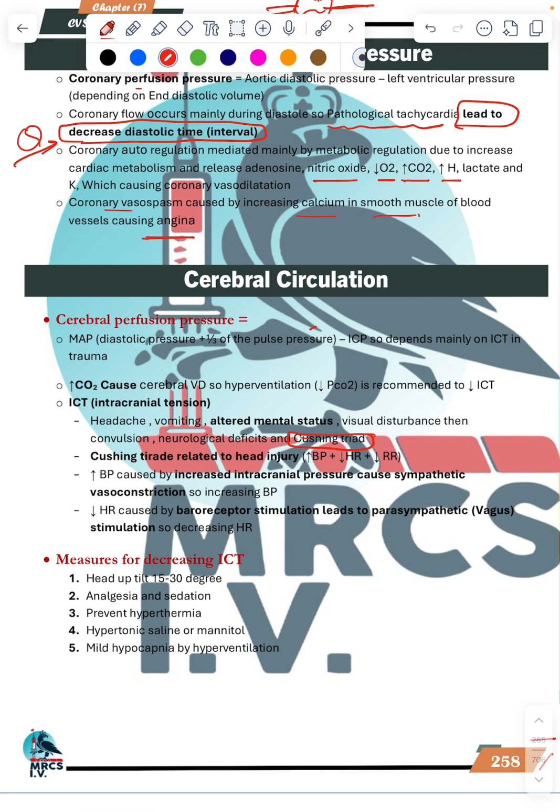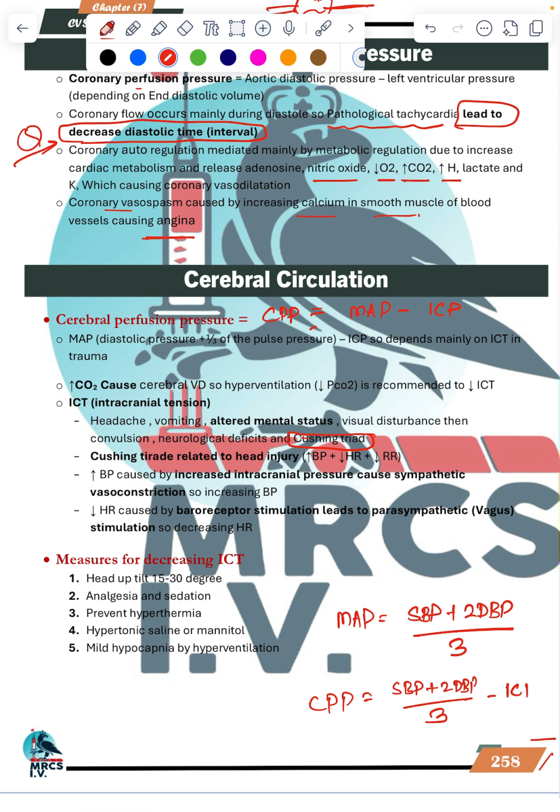How is the cerebral circulation maintained? Cerebral perfusion pressure, CPP, is always equal to mean arterial pressure minus intracranial pressure. MAP is equal to systolic blood pressure plus 2 times diastolic blood pressure, divided by 3. So to calculate CPP, you take systolic blood pressure plus 2 times diastolic blood pressure divided by 3, minus intracranial pressure. That gives the cerebral perfusion pressure.